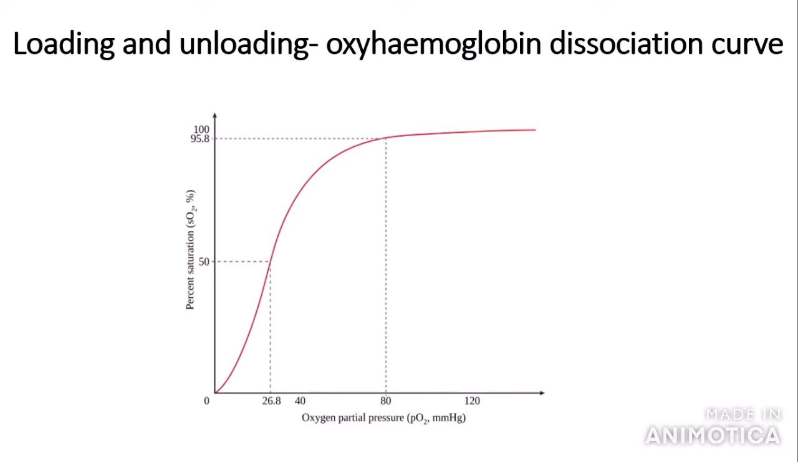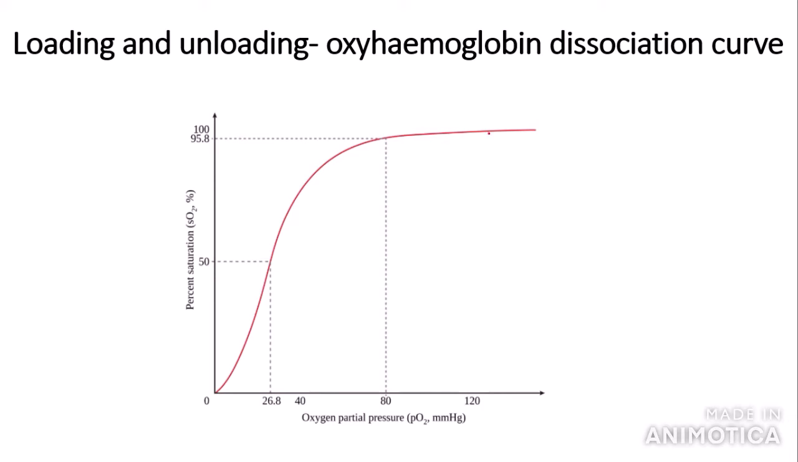So now we're going to talk about the loading and unloading of oxygen to tissues. And we explain this via the oxyhemoglobin dissociation curve, which is what we have here. So first I'm going to talk to you about a concept called affinity. Affinity is basically another word for attraction.